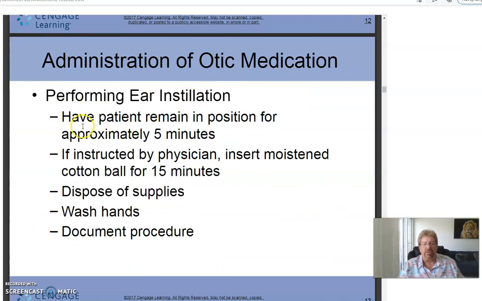Performing ear instillation. So you have patient remain in position for approximately 5 minutes. If instructed by physician, insert moistened cotton ball for 15 minutes. Why? To keep the stuff from running out. Dispose of supplies, wash hands, document procedure.